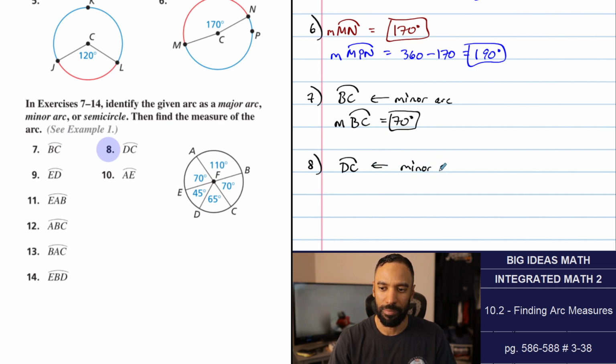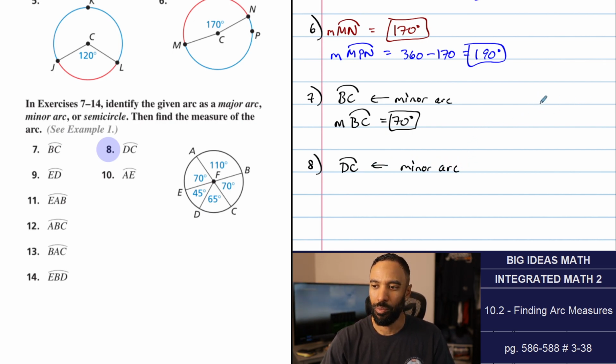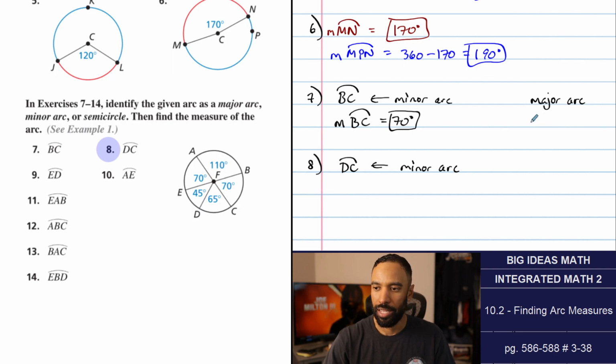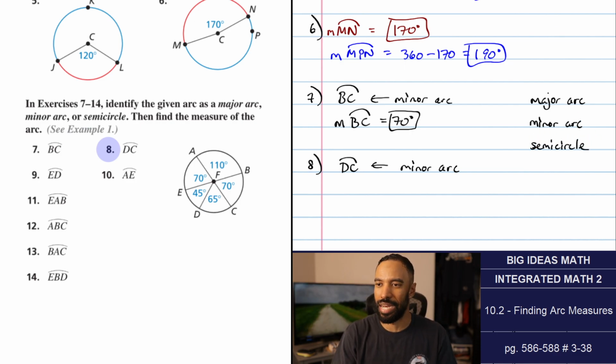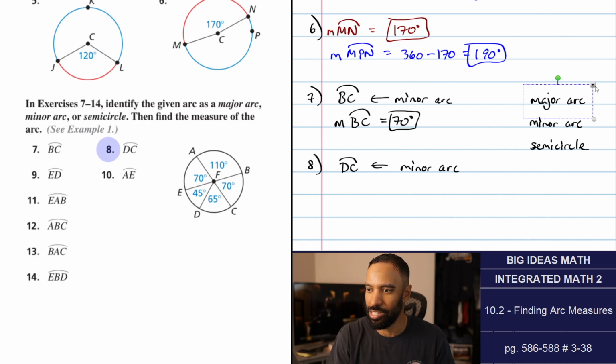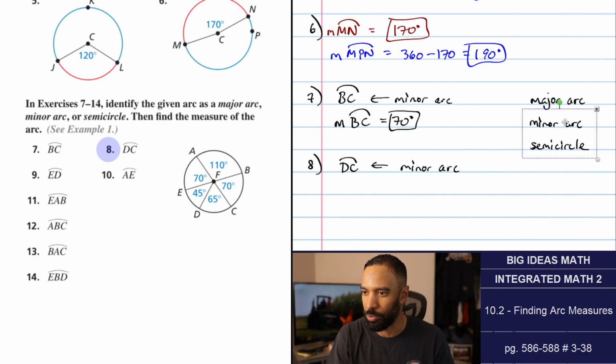I want to try and do something. Give me 1 second. This will be a little weird. I'm going to write the words major arc, minor arc, and semicircle. I don't think you can see what I'm going to do next here. I'm going to try and select these options and do what's called an infinite cloner.